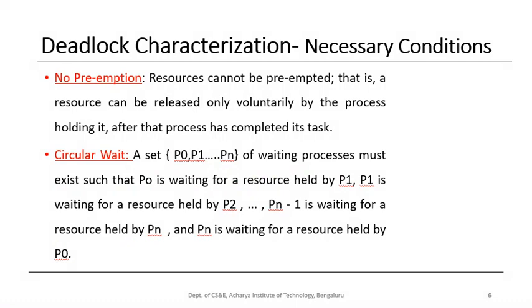Circular wait is the last and important condition. That is, the processes will be waiting for the resources held by other processes in a circular manner. If there are five processes, P0 is waiting for P1, P1 is waiting for the resource held by P2 and so on, and P5 is waiting for the resource which is being held by P0. That's called circular wait. If all these conditions are met, then there is going to be a deadlock.